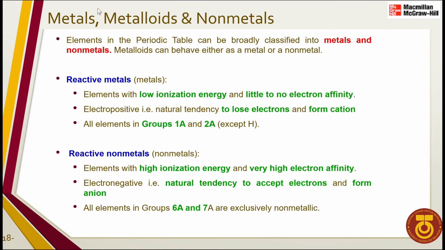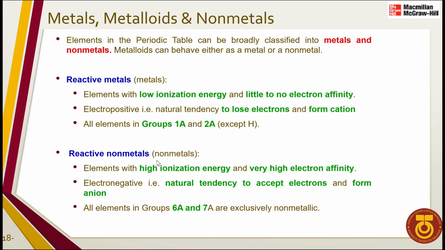Okay, let's have a look at the next slide on metals, metalloids, and non-metals. We focus on the reactive metals first. Reactive metals, also known as metals, are elements with low ionization energy and little to no electron affinity. That means they are usually electropositive because they easily give up electrons to form cations. You have to remember that reactive metals belong to the alkali metals in group 1A and 2A, except for hydrogen, because hydrogen is not in the solid phase. What is more important is that the alkali and alkaline earth metals belong to group 1A and group 2A.